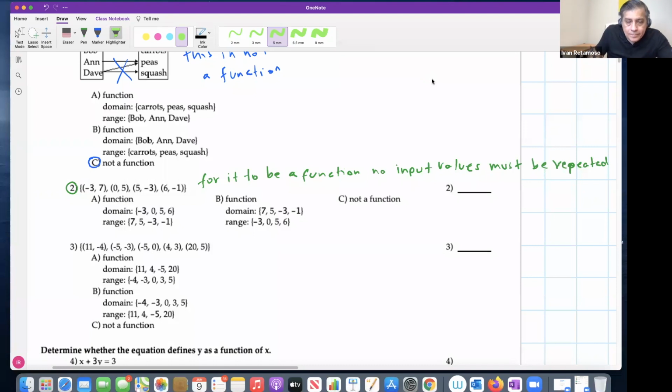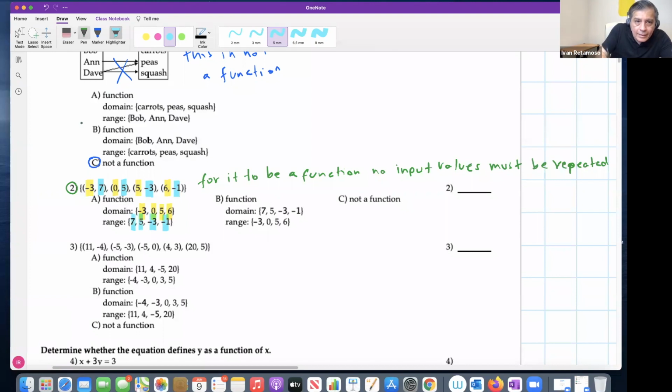Notice that -3, 0, 5, 6, they're all different. Any of the input values are not repeated. So this is good for a function. So this is a function. And not only that, these guys in yellow determine the domain of the function. So look, -3, 0, 5, and 6. And the range are these other guys, 7, 5, -3, -1. So good. This is it.